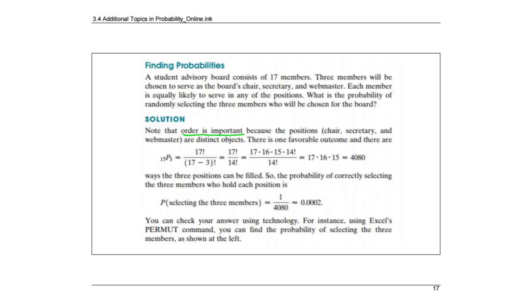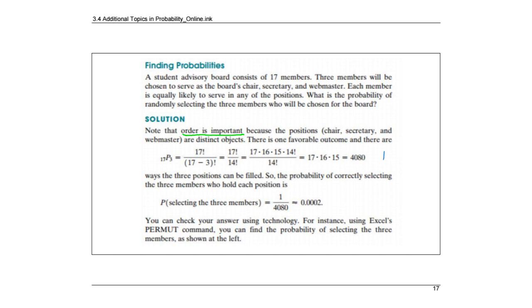Okay, here we have a student advisory board that consists of 17 members. 3 members will be chosen to serve as the board's chair, secretary, and webmaster. Okay, so order matters because they're going to be put in positions. So we want to know the probability of randomly selecting the 3 members who are already in the positions to be chosen for the board again. I know it's really not worded that way, but that's what they're asking for.